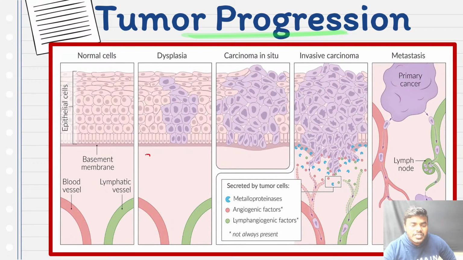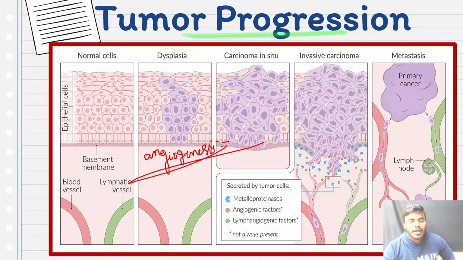Listen, which of the following chemical mediators are important for the process of angiogenesis? Part B question. Which of the following factors or chemical substances or chemical mediators are responsible for angiogenesis? Metalloproteinases, you can see in the blue color. Angiogenic factor, you can see in light orange color. And the green color one is what? Lymphangiogenic factors. I want you to remember this compulsorily.